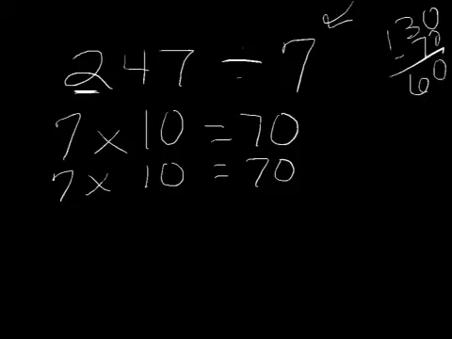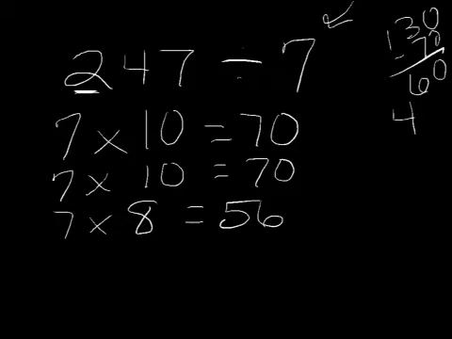Now I can think, how many times will 7 go into 60 without going over? Well, 7 times 9 is 63. That's too big. So 7 times 8 equals 56. And I have 4 left over now.